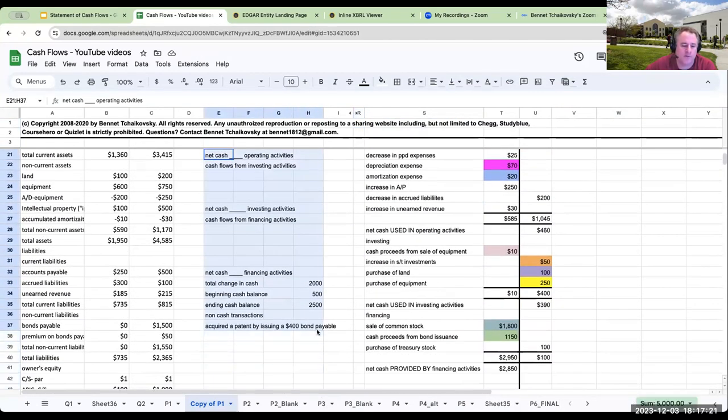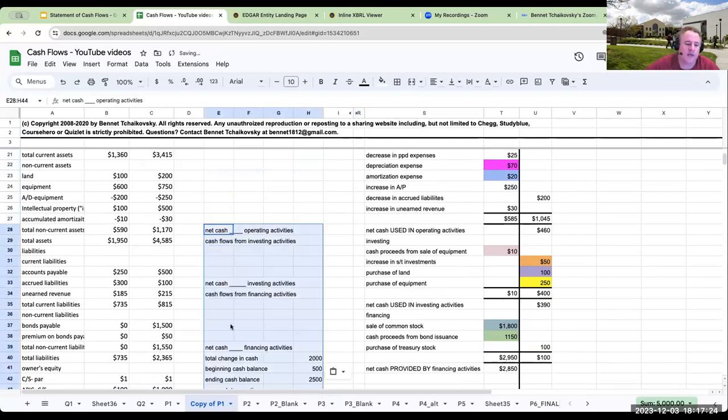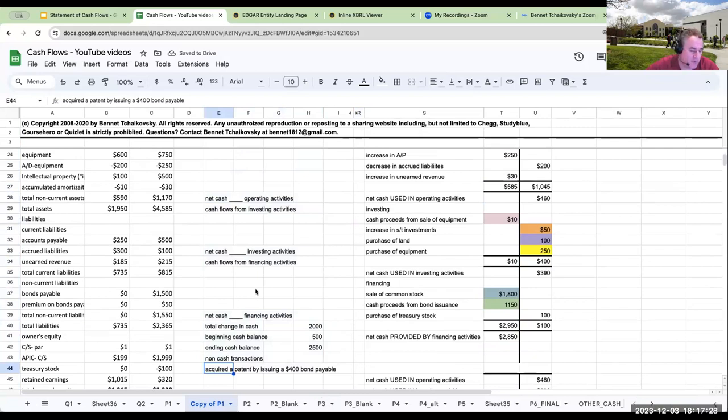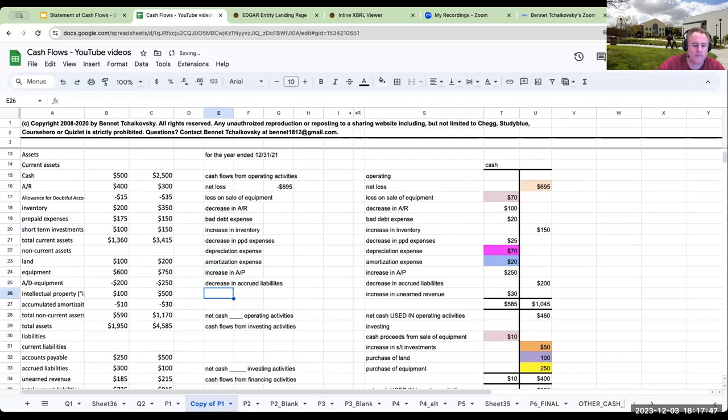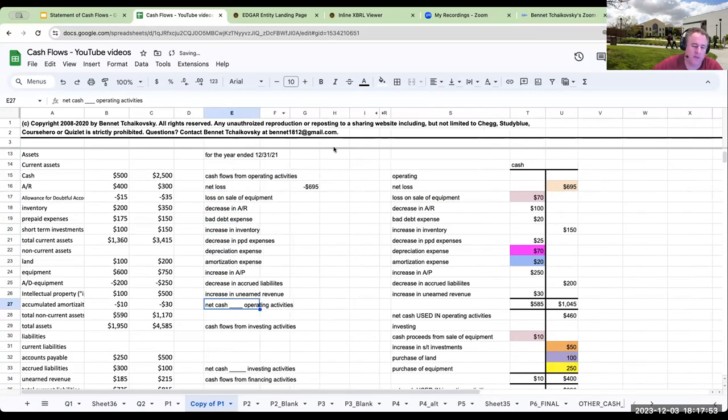So what we're going to do is give ourselves a little bit more room. Notice down here, we already have our non-cash transaction input from that bond and the like. So over here, I'm going to have a net loss. Over here, if it's a credit balance, it's going to show as a negative amount. I have a loss on sale of equipment, decrease in AR. So again, I'm going through this rather quickly, but it's all being generated from the cash flow. If it's a debit balance, it's going to show as a positive amount. If it is a credit balance, it's going to show up as a negative amount.